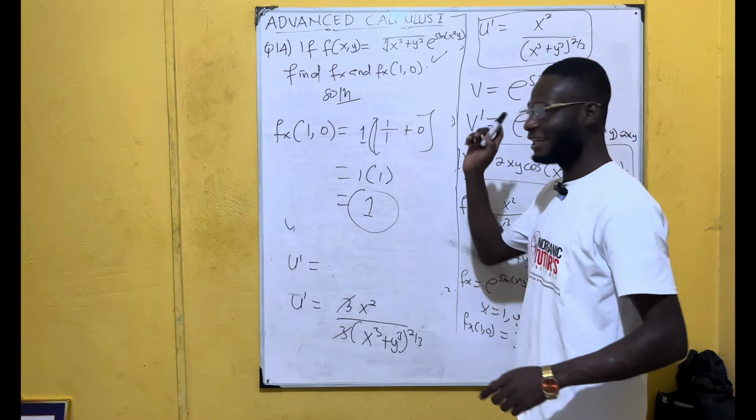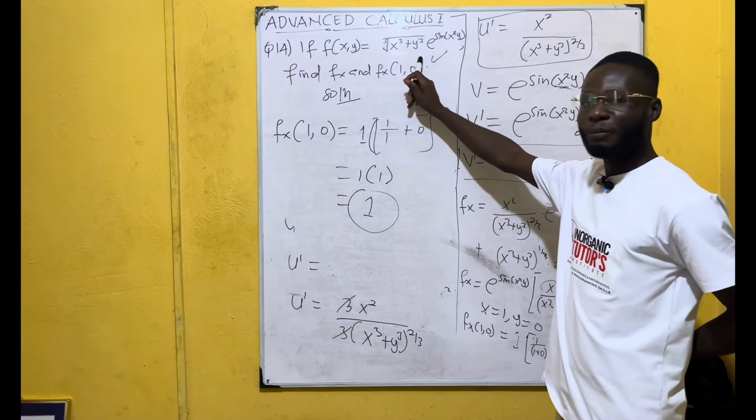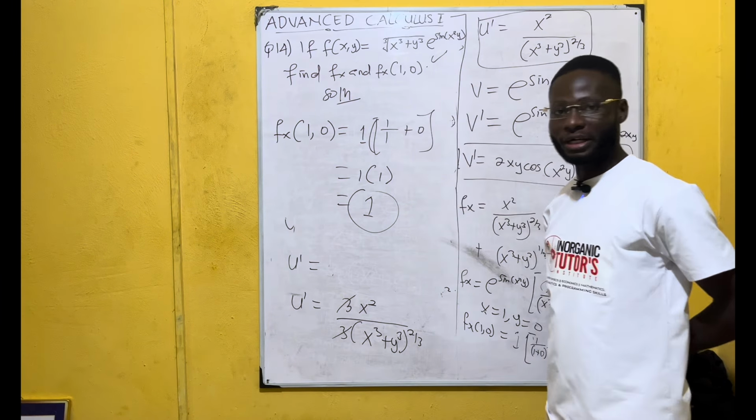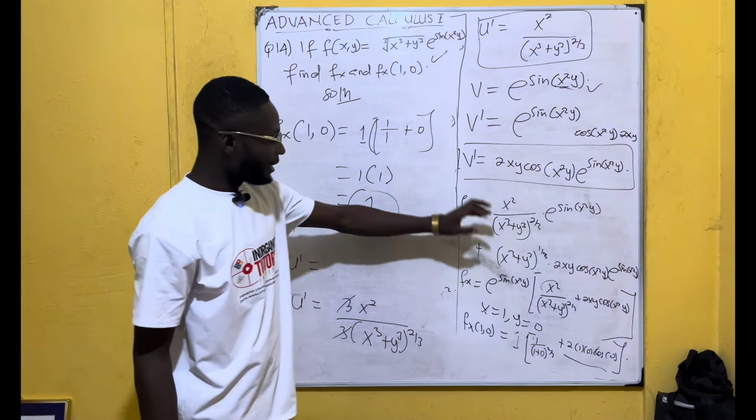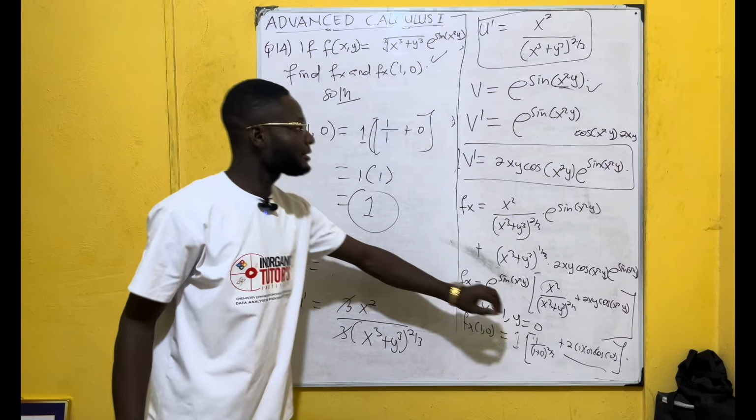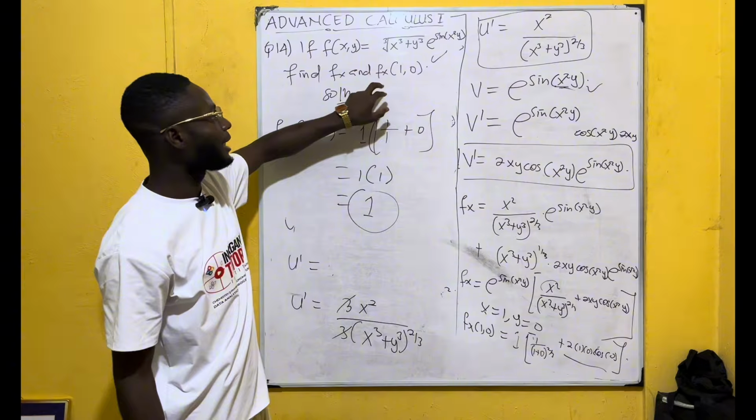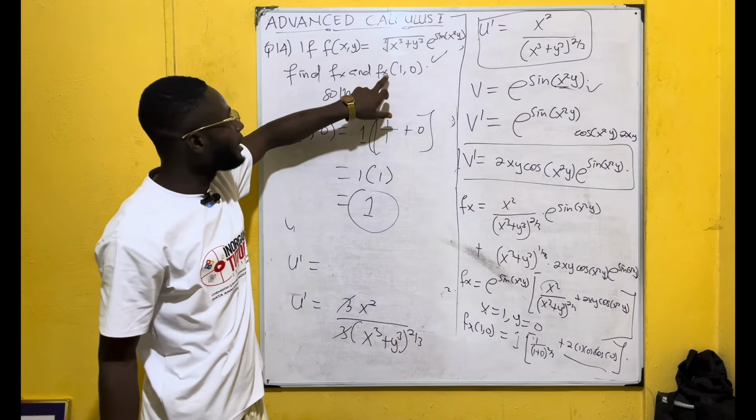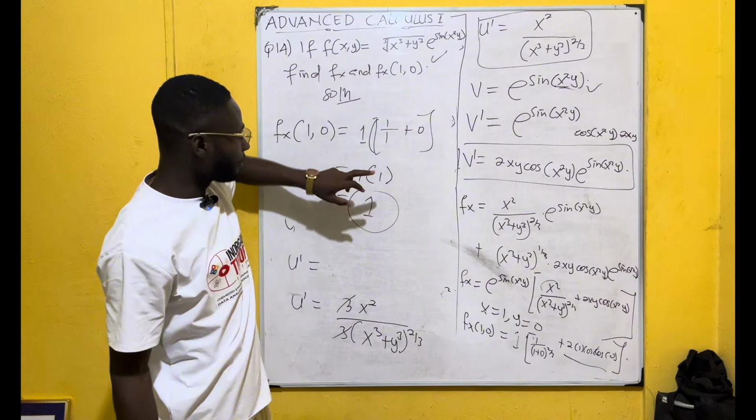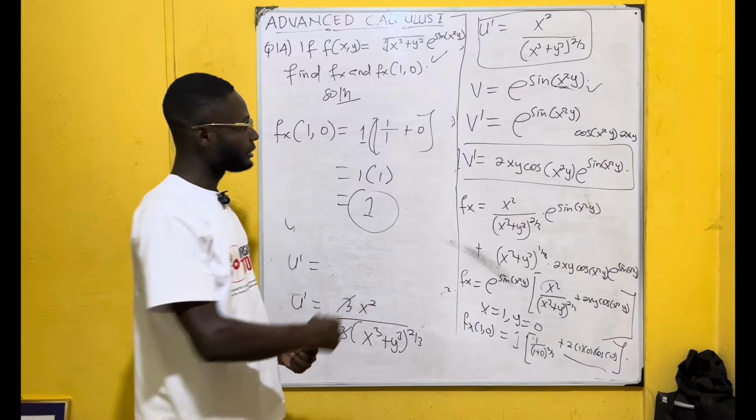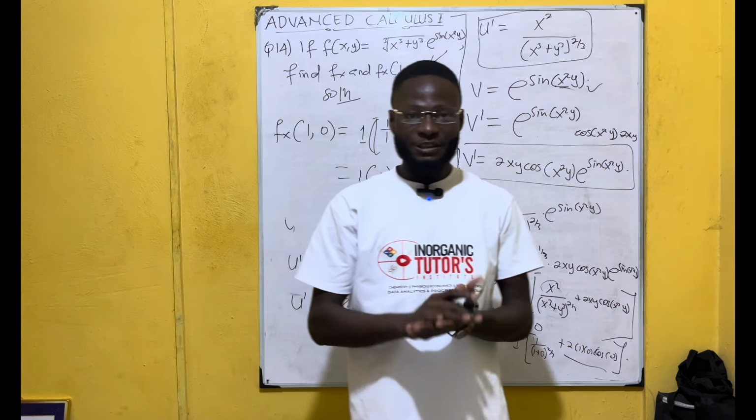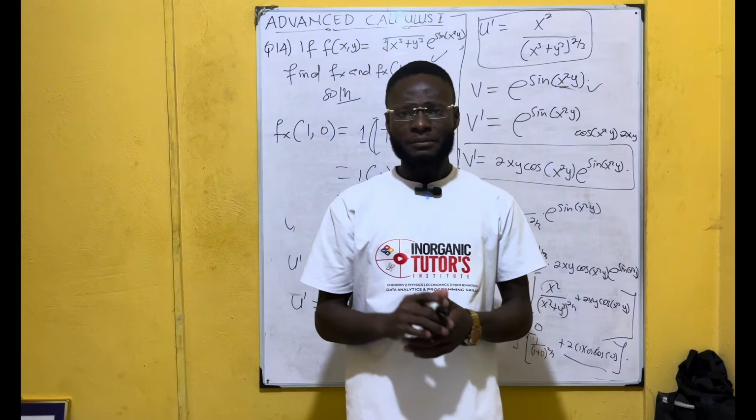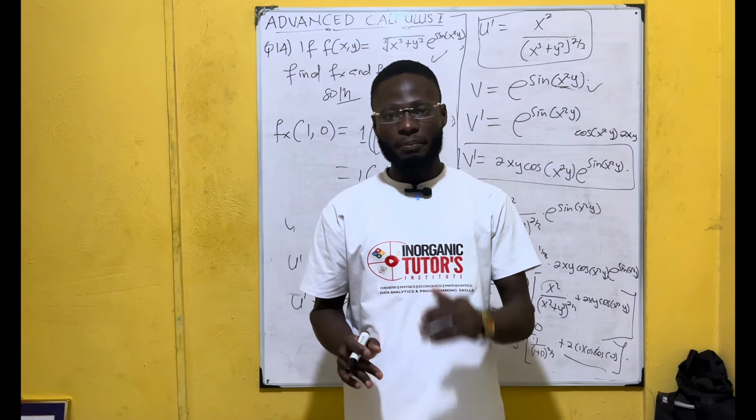I told you earlier that if you have a cumbersome expression, the end product is very, very easy. All right? So this is the first derivative. We had this, and then when we evaluated it at (1, 0), the result was 1. So interesting. So that is for question number 14. Give me a short break. I'll be back with question number 15.